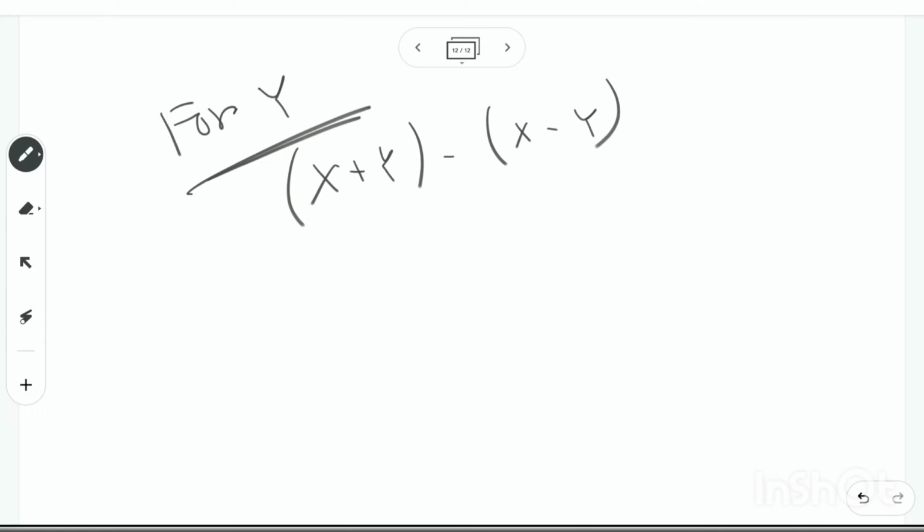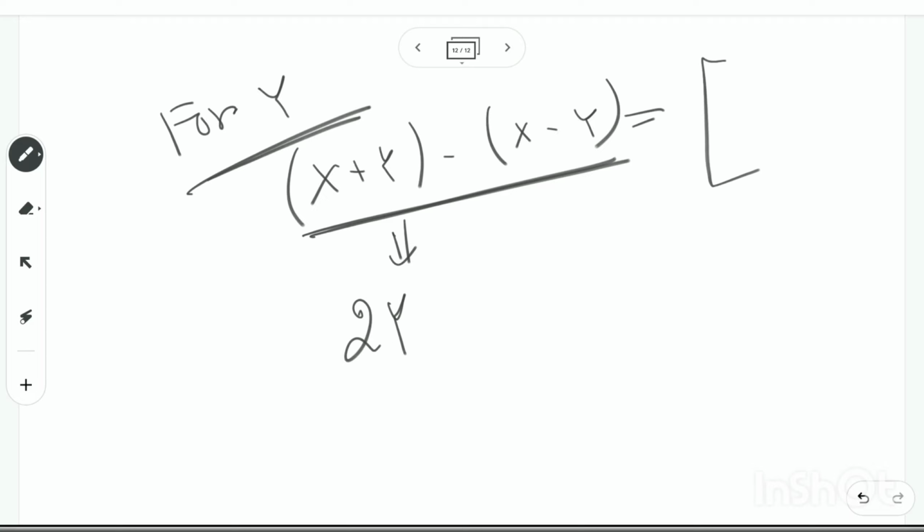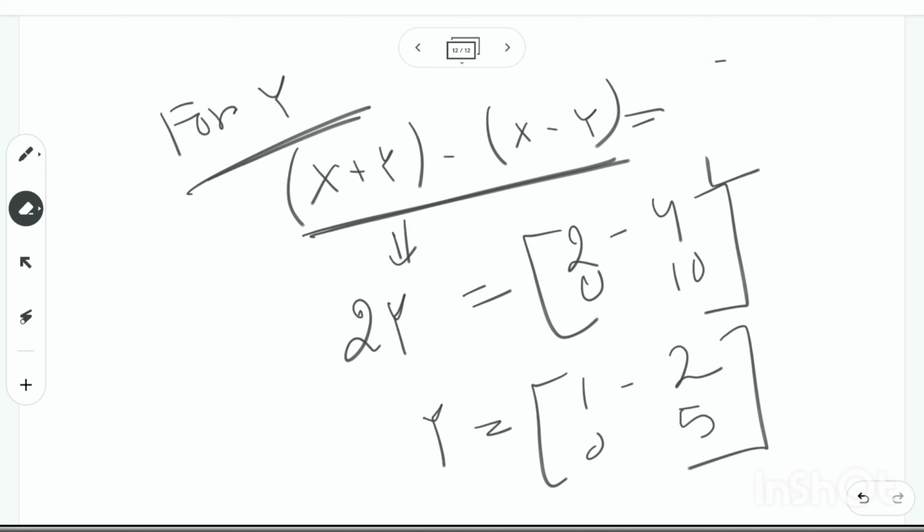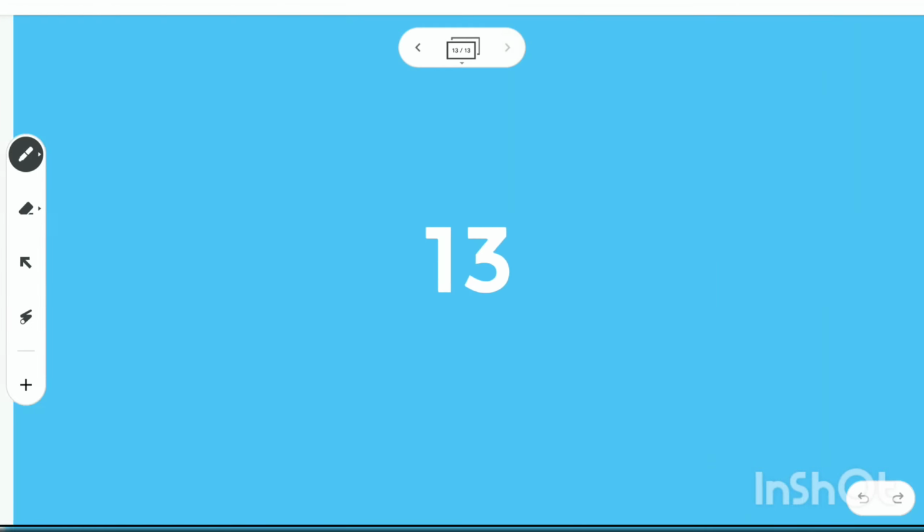Now for the y matrix, we take x plus y minus x minus y. If we expand this side, it gives us 2y, which equals 2 minus 4, 0 and 10. So y is 1 minus 2, 0 and 5. That's it. Now move to the next slide.